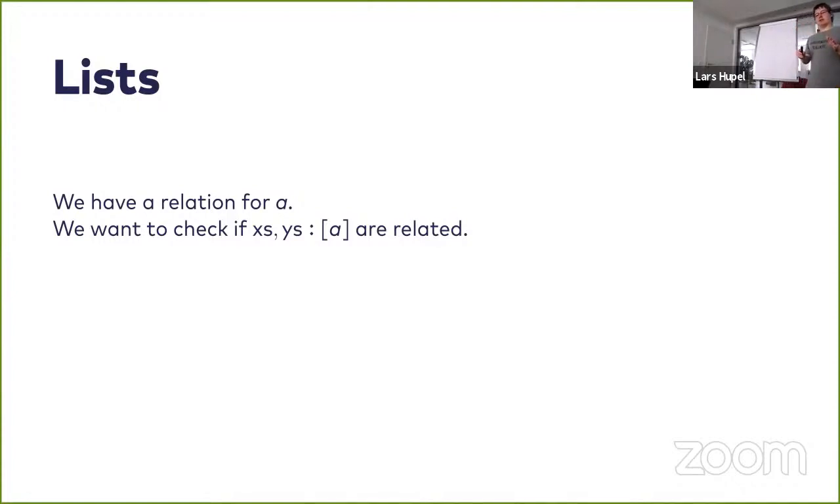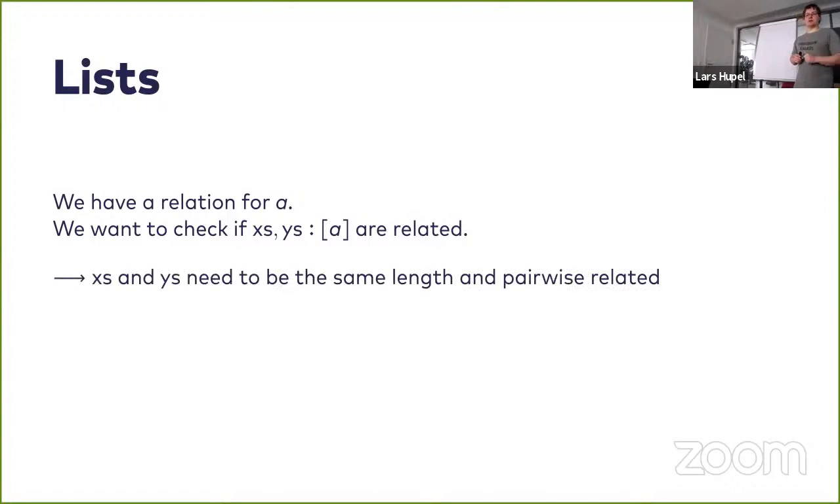So let's say we have a list of A and we have some kind of relation for this type variable A. Now we want to check if two lists, Xs and Ys, which are lists of A, are related to each other. When are they related? There are two conditions. The first condition is they need to have the same length. And the second condition is they need to be pairwise related. So every item in each list needs to be related to each other. And I have an example here.